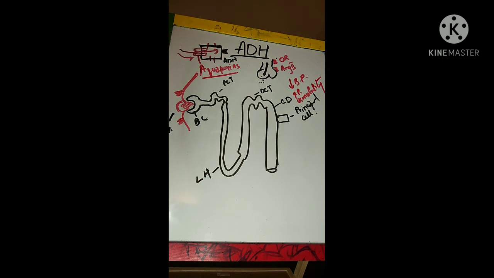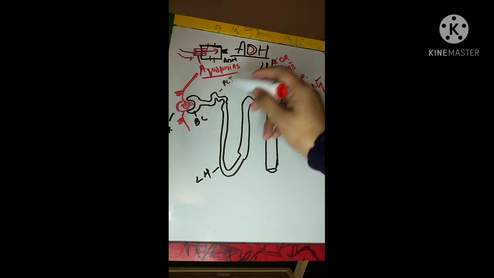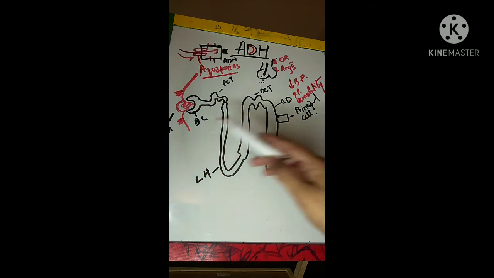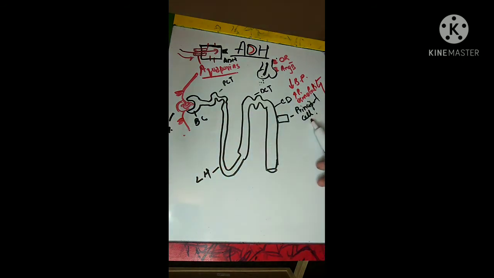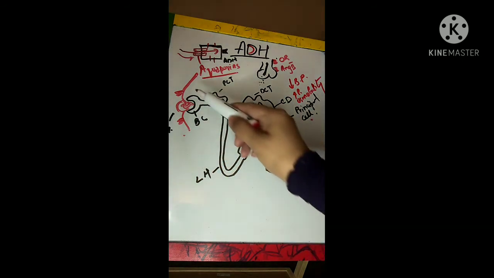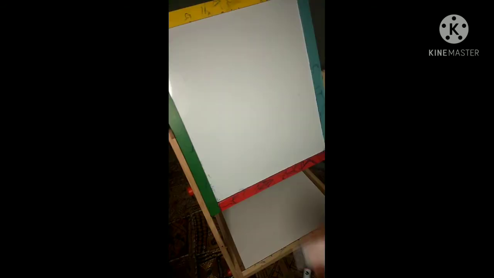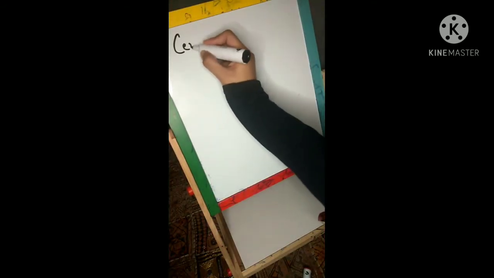So I will repeat it: when there is reduced blood pressure and increased plasma osmolality, there is release of ADH from the posterior pituitary. This ADH acts on the nephron and causes water reabsorption. The other thing is that it also acts on receptors on the blood vessels and causes vasoconstriction. Hence, there is an increase in the peripheral resistance. So through these mechanisms, there is eventually an increase in the blood pressure.